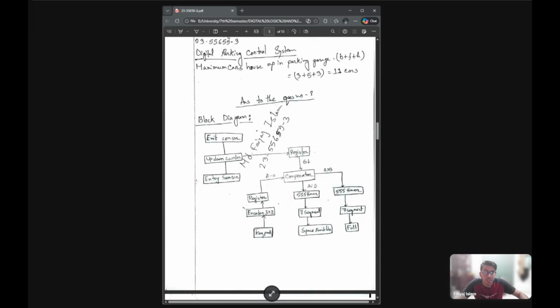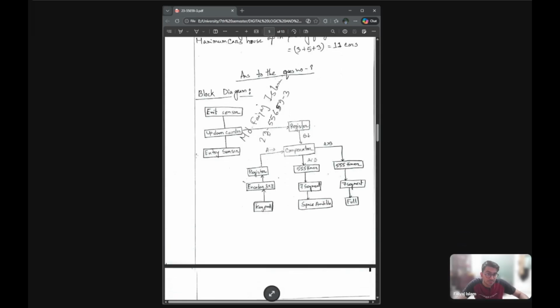If the counter equals the maximum, it triggers the monostable circuit to drive the full display. If the counter is less than the maximum, it triggers the astable circuit to drive the space available display. We also utilize an encoder and register for the key input.